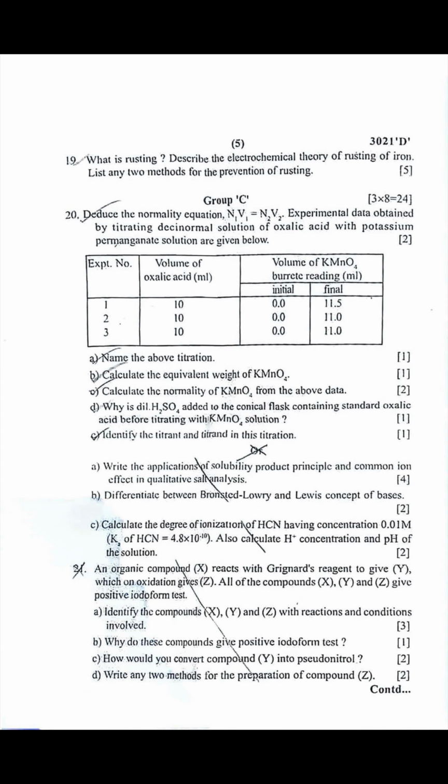Question number 21. An organic compound X reacts with the Grignard reagent to give Y, which on oxidation gives Z. All of these compounds X, Y and Z give positive iodoform test. A. Identify the compounds X, Y and Z with reactions and conditions involved. B. Why do these compounds give positive iodoform test? C. How would you convert compound Y into pseudonitrile? D. Write any two methods for the preparation of the compound Z.